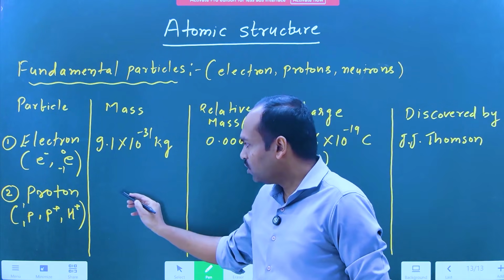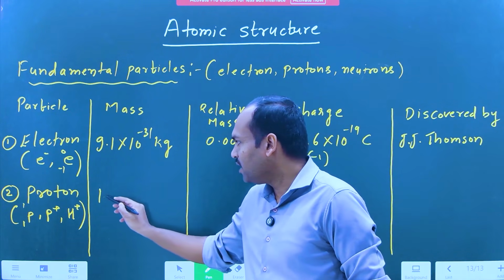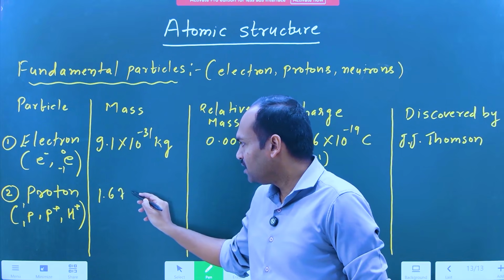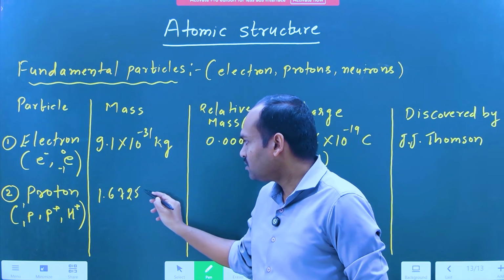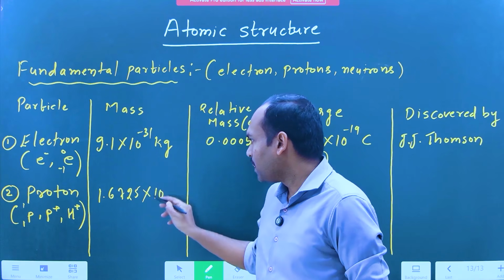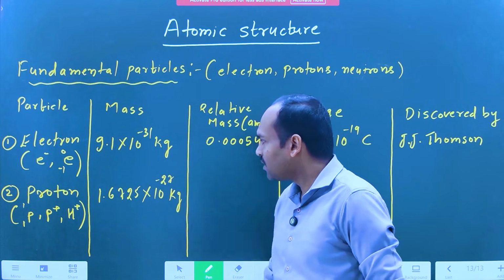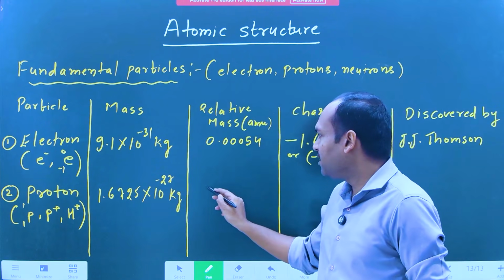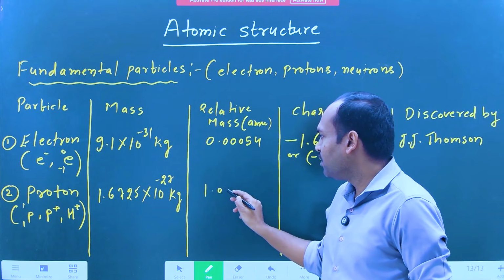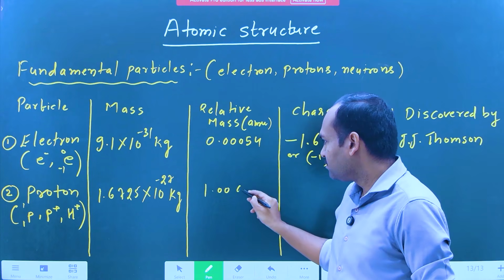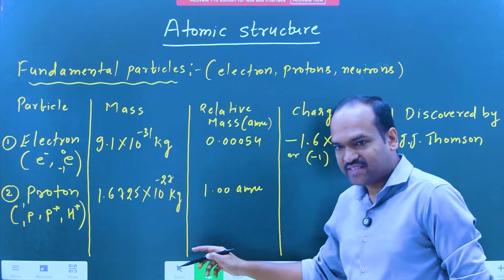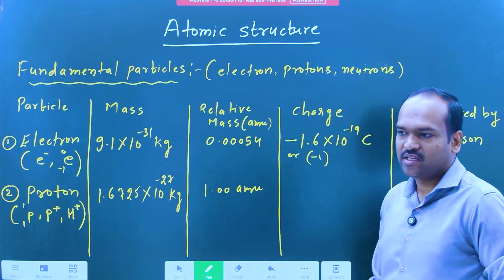So the mass of a proton is said to be 1.6725 into 10 power minus 27 kg. Relatively it is 1 unit, 1 AMU. I am writing it not exactly, in decimal; in some places it is there, but no need.